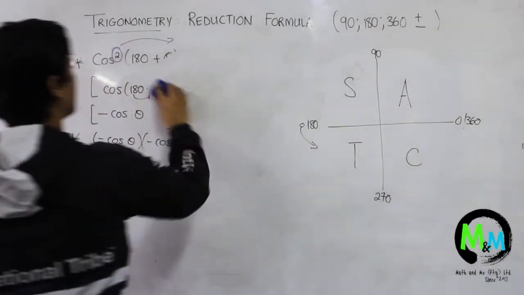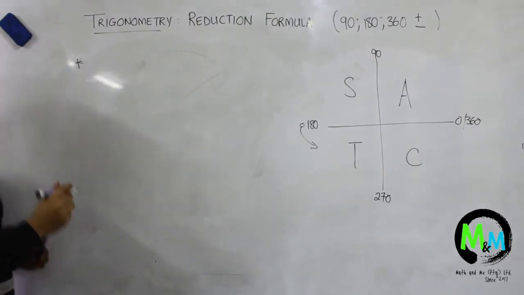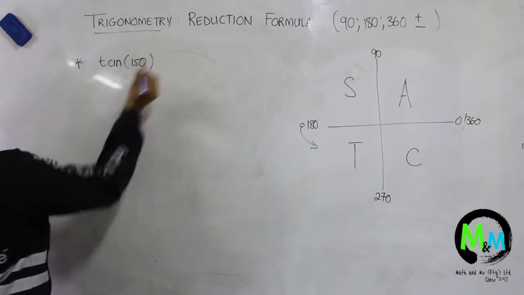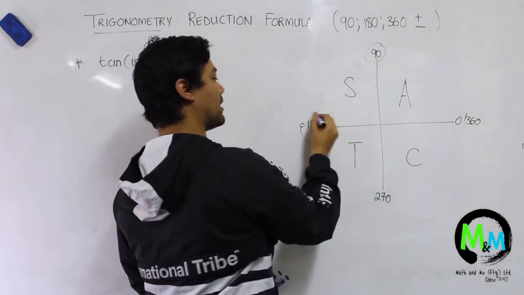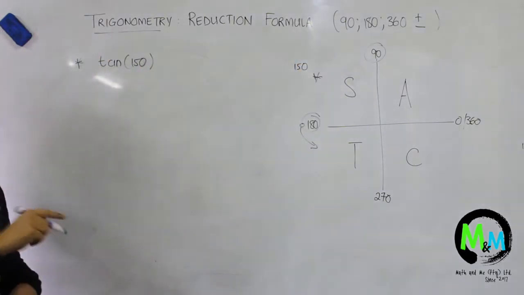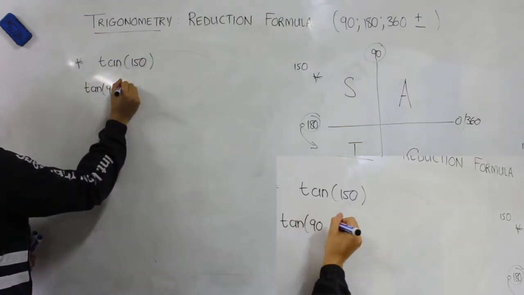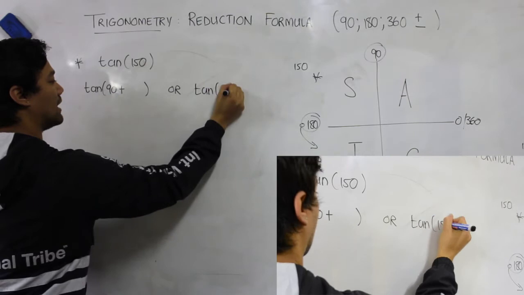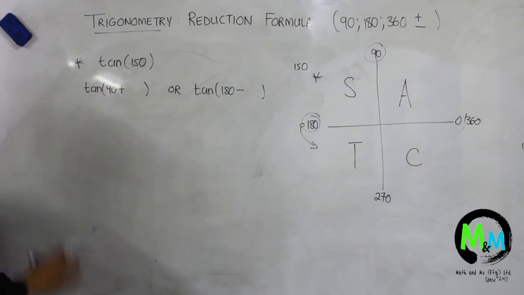Second example, did a bit of a numerical one just to keep things interesting. So we have tan 150. Right, so 150 we know will be obviously between 90 and 180. So somewhere over there, right? So we see we actually have two options for this. Either we can say that that is tan 90 plus something, or we know it can be tan 180 minus something. Right, really up to you. Both will give you the same answer.